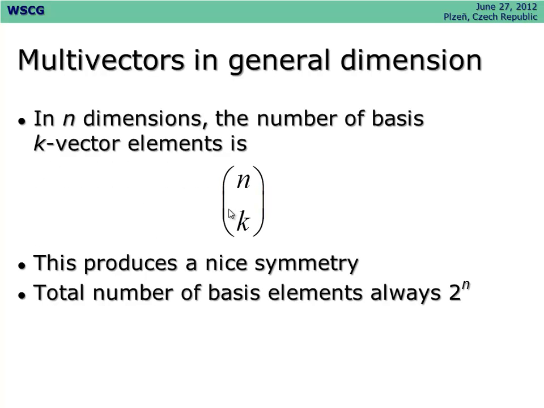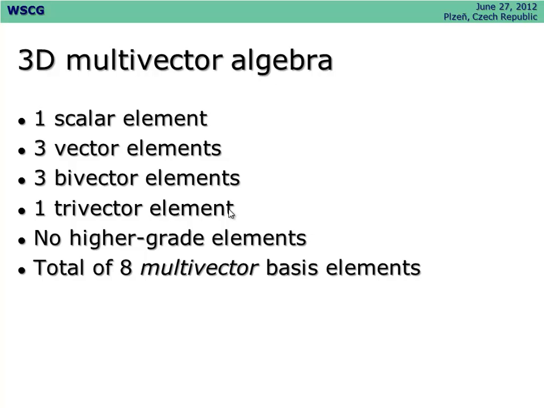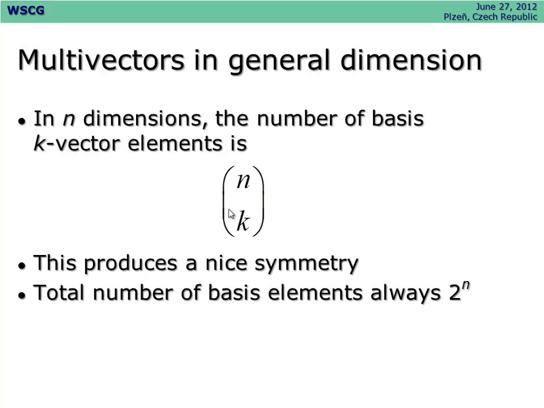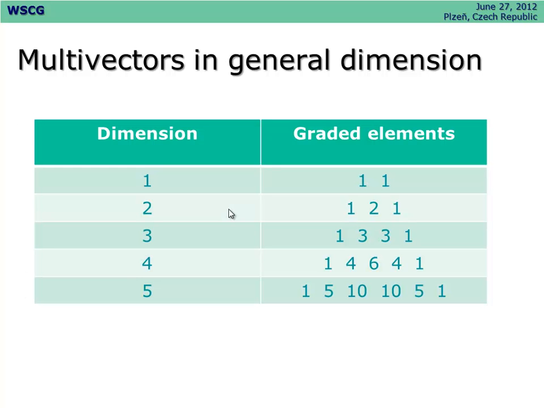In general, if we were to go to any number of dimensions n, then the number of k-vector elements is n choose k, because you're choosing k different basis vectors out of a total of n. And this produces the nice symmetry like what we saw here, the 1, 3, 3, 1. And they always add up to 2 to the n power. And here's the symmetry again. So in three dimensions, we have our scalar, three vectors, three bivectors, one trivector.